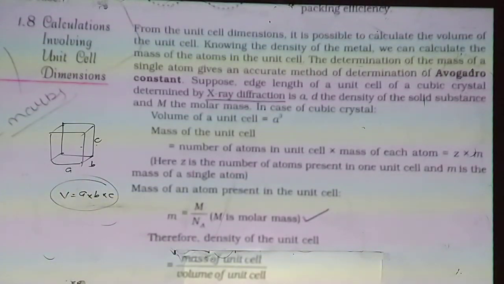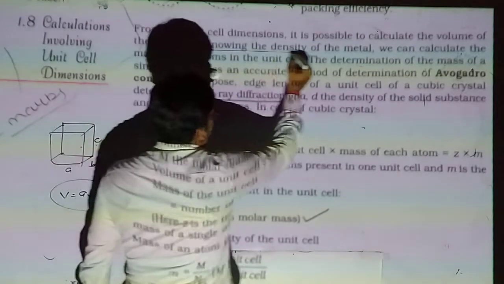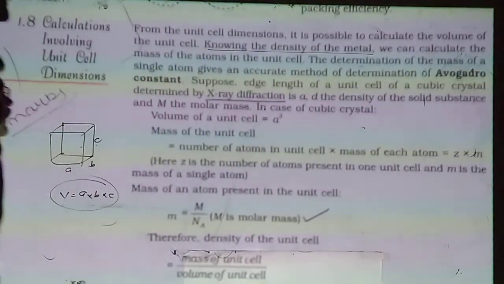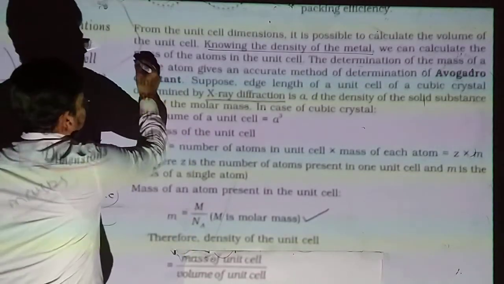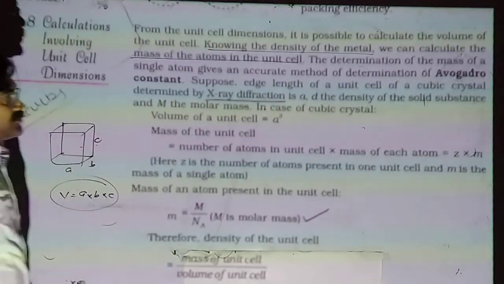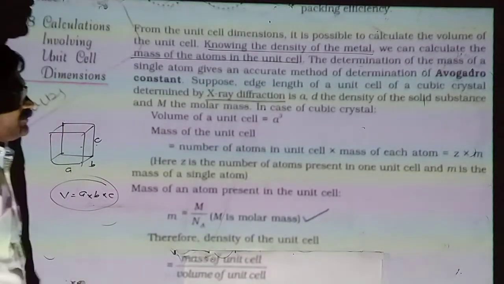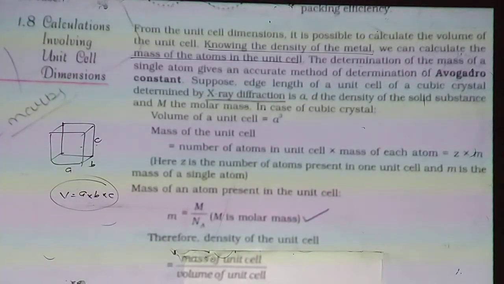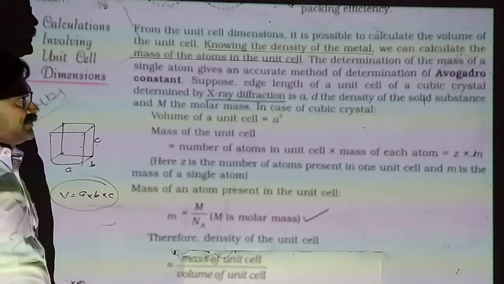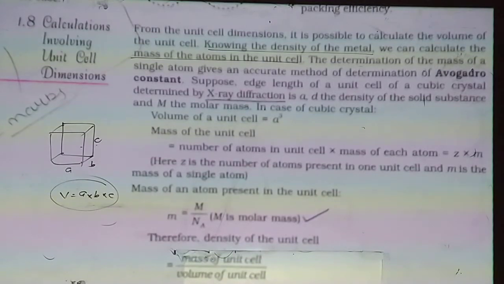It is clear? Knowing the density of the metal, we can calculate the mass of the atom in the unit cell. So density known, so we can define the atomic mass of the atom. It is clear? The determination of the mass of a single atom given an accurate method of determination of the Avogadro constant.